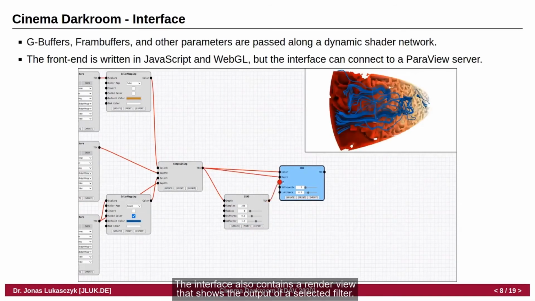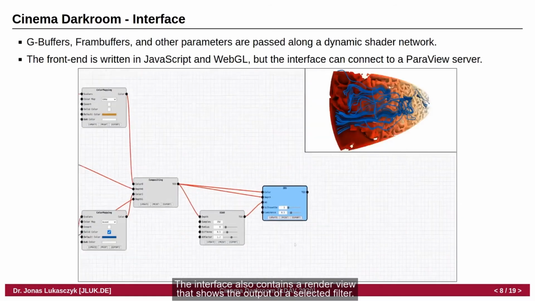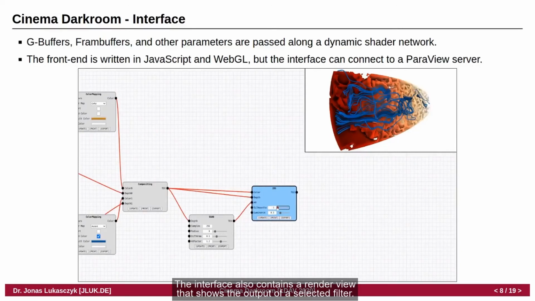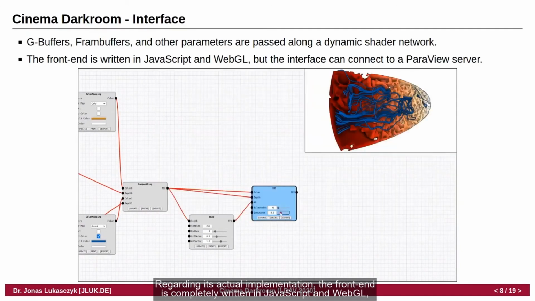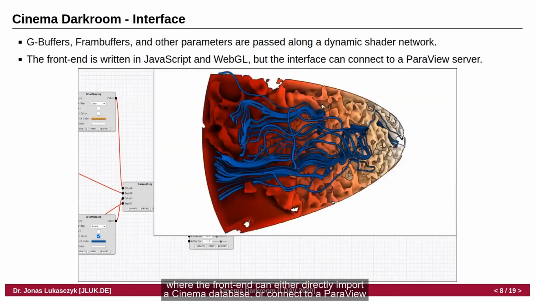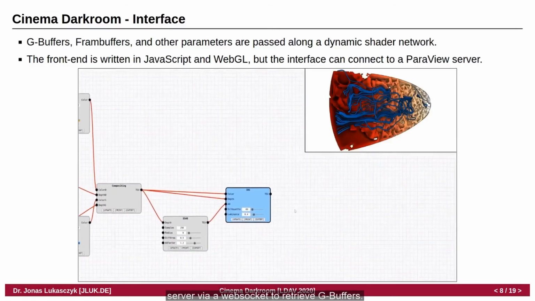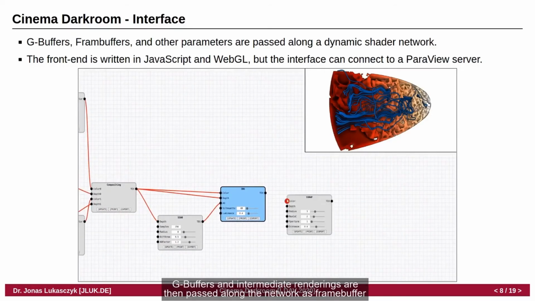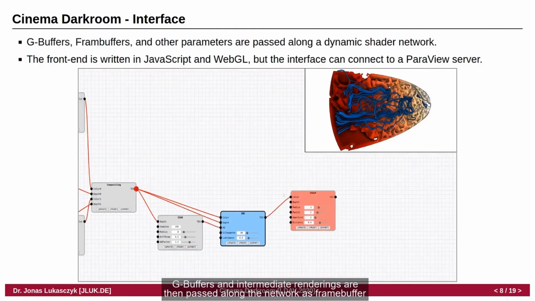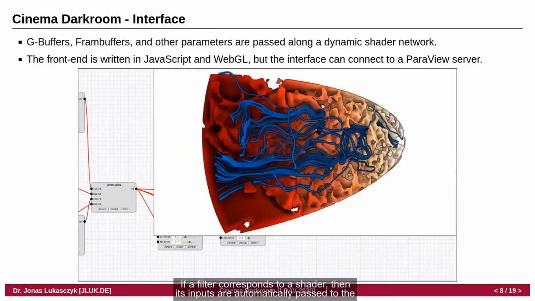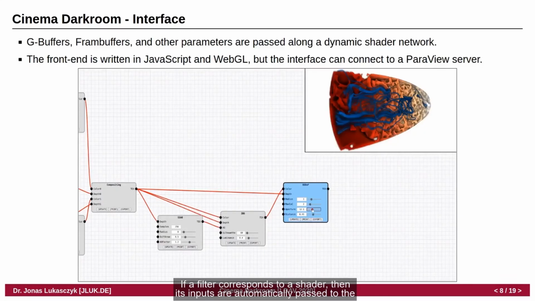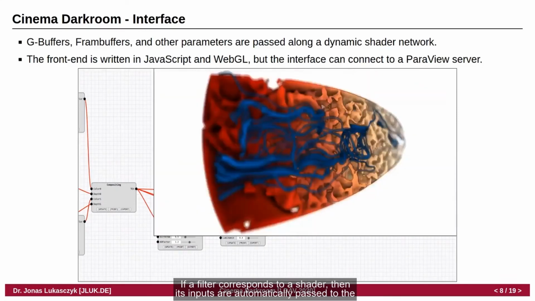The interface also contains a render view that shows the output of a selected filter. Regarding its actual implementation, the front-end is completely written in JavaScript and WebGL, where the front-end can either directly import a cinema database or connect to a ParaView server via a WebSocket to retrieve G-buffers. G-buffers and intermediate renderings are then passed along the network as frame buffer objects. If a filter corresponds to a shader, then its inputs are automatically passed to the shader as uniforms.